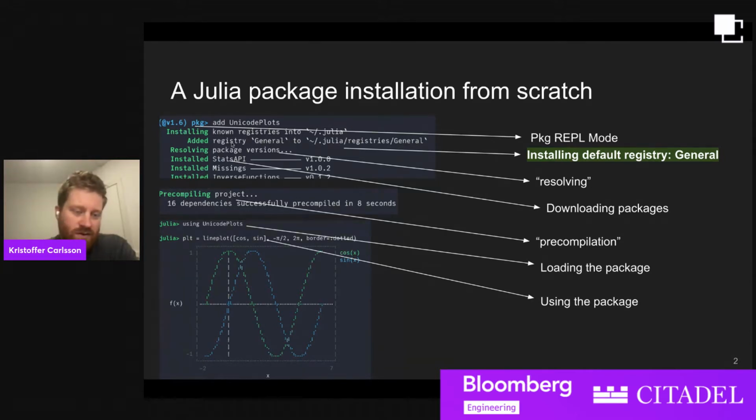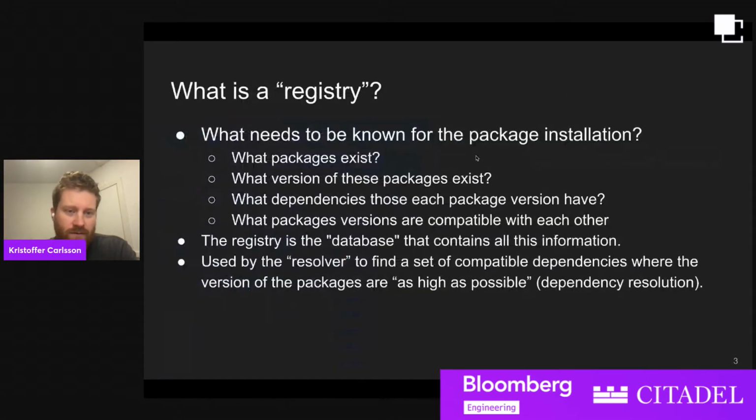But after it has installed the registry, it does some dependency resolution. It installs the packages that it figures out it needs. It does some pre-compiling to make loading the package faster. And when that's done, you can just load the package. And here we have our nice Unicode plot. So that's a very typical workflow with the Julia Package Manager. But here we're going to focus on the registry part of things.